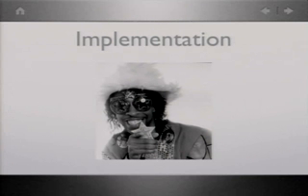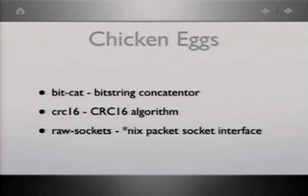All right, now the fun bit. During the development of Func, I've written 3 libraries for Chicken so far: Bitcat, CRC16, and raw sockets. These extensions are available in the Func SourceForge project and also in Chicken's online egg repository at callcc.org.